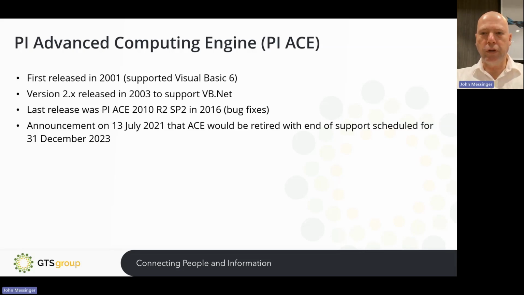And for those of you that can remember back in the day using those, they had a lot of flexibility, but if you wanted to run the same calculation logic across multiple assets, then you would have to actually create multiple tags for that. PyAce changed that in conjunction with the module database. Version 2 was released around about 2002-2003 with support for VB.NET.